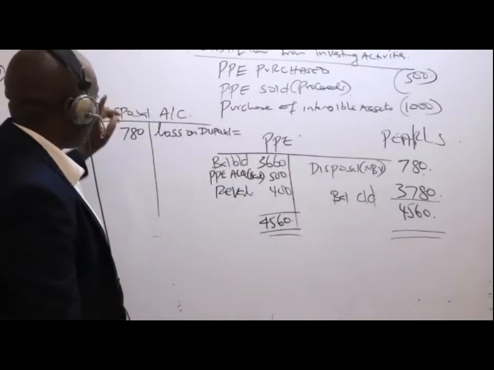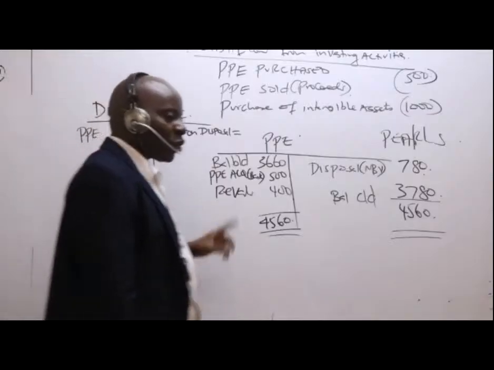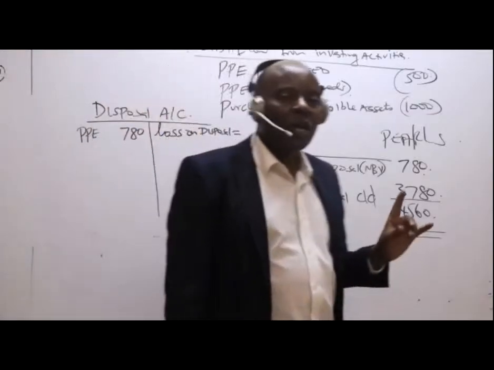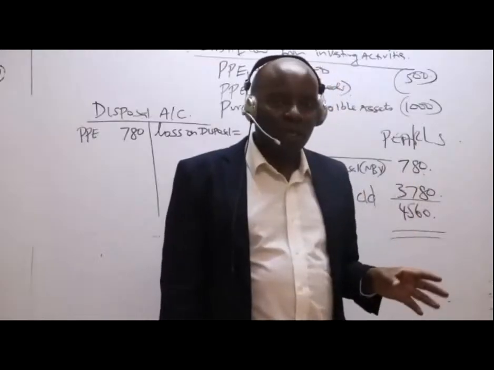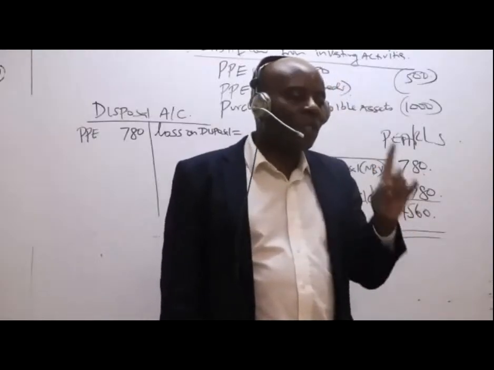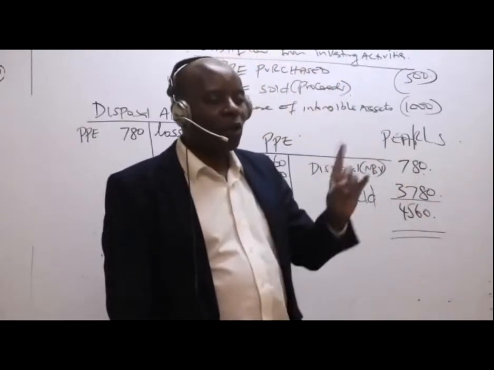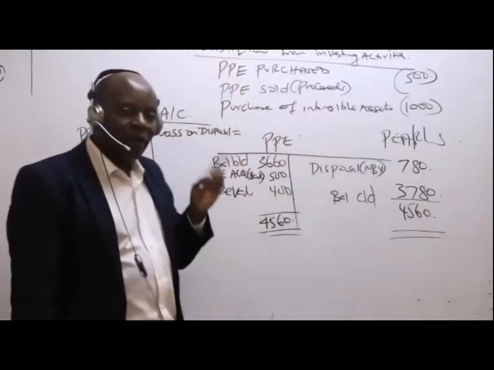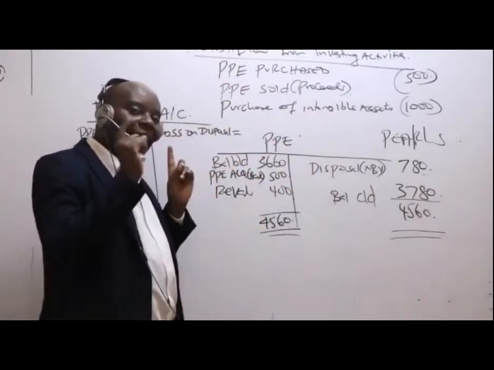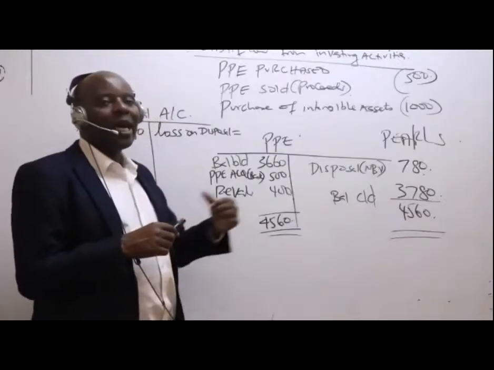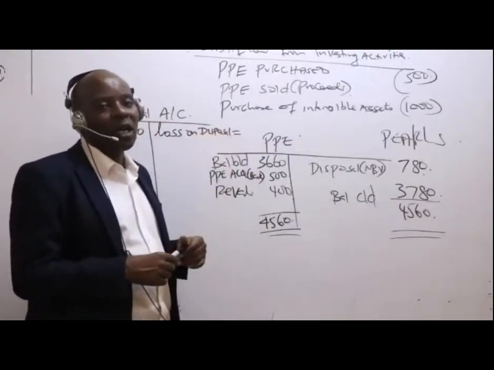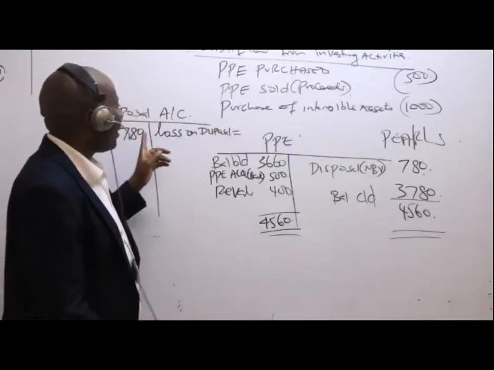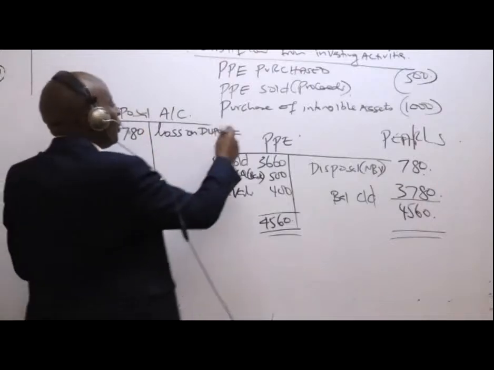And then remember, disposals will help us to either get a loss or a profit on disposal. If it's a loss, like in this question, we made a loss of 100. So whenever you make a loss, what happens? You credit the disposals account and then you debit the profit and loss account. So in this case, we shall come and credit this account with 100.